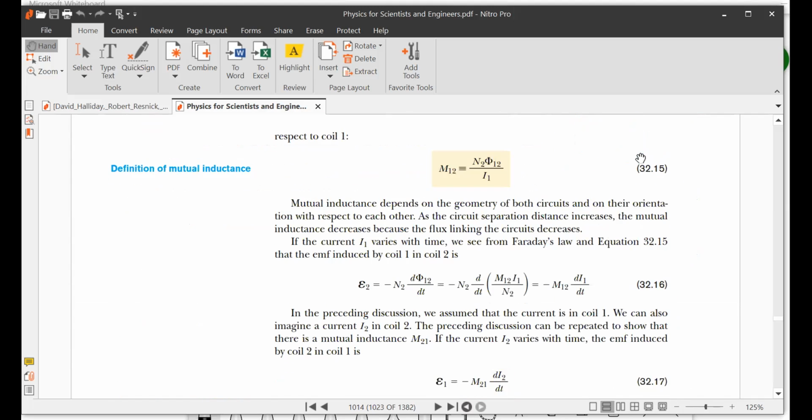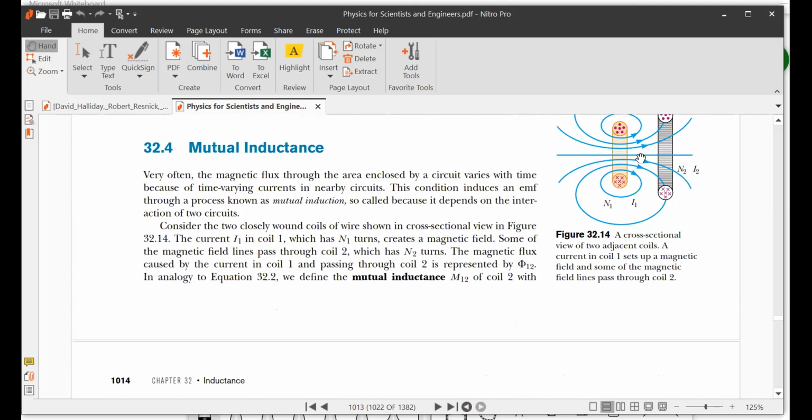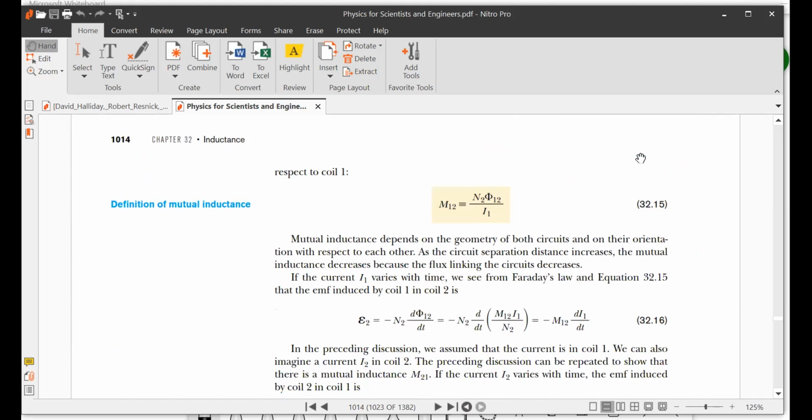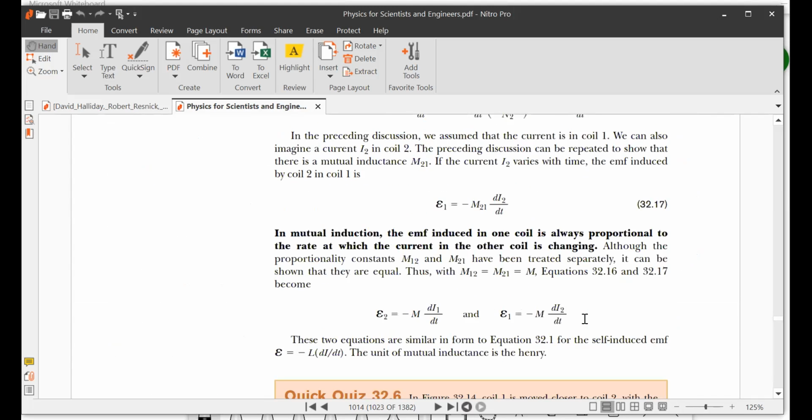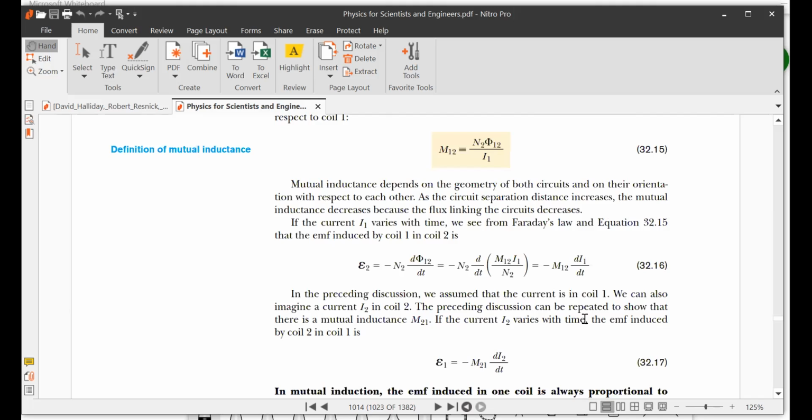Sedangkan M21 di belakangnya 1, berarti itu adalah coilnya yang pertama akibat kedua. Itu berarti M21 sama dengan N1 V21 per I2. Karena akibat I2. Oke. Nah, jadi secara umum epsilon 2 itu adalah sama dengan minus M12 kali dI1 per dt. Sedangkan epsilon 1 itu adalah M21 kali dI2 per dt.